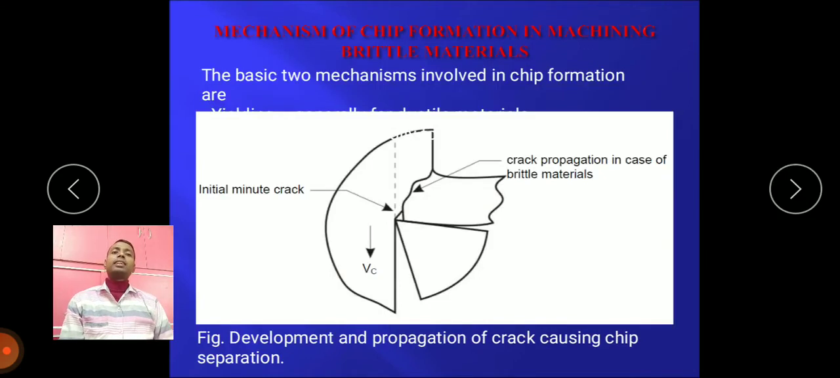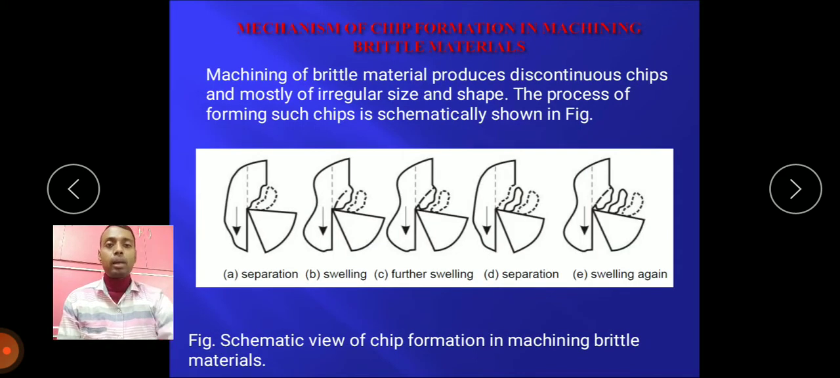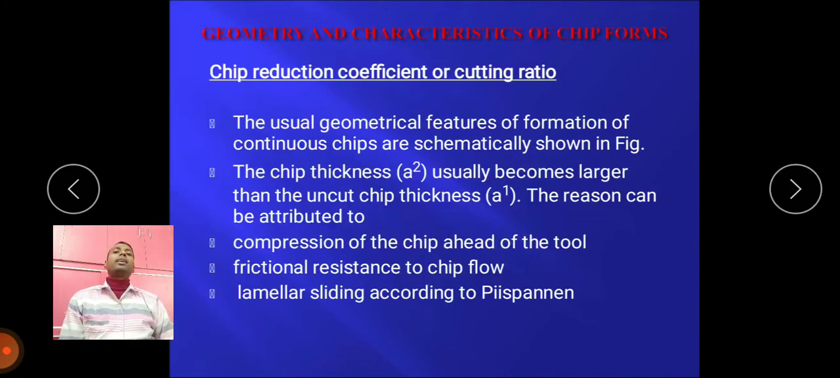Two types of mechanism in chip formation. Development of crack propagation of chip. Crack propagation in case of brittle material. Brittle material has no continuous chip. After a certain time it will break. So this is the process: separation, sliding, further sliding, separation and sliding. The chip amount is very small, and this is a schematic view of chip formation in machining of brittle material. So chip reduction coefficient or cutting ratio is a very important thing.